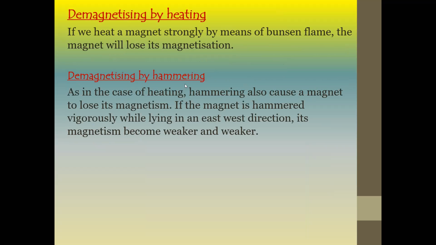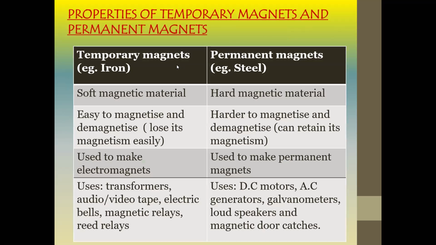So demagnetizing by heating or hammering, as we discussed. Again, in all the cases, the east-west direction is important. Then properties of temporary magnets and permanent magnets. Temporary magnets such as iron and permanent magnets such as steel are also known as soft magnetic and hard magnetic. Soft magnetic materials are easy to magnetize and demagnetize, meaning they can lose their magnetic properties easily. But permanent magnets are difficult to magnetize, but if you magnetize them, they will remain magnetized for a longer period of time.